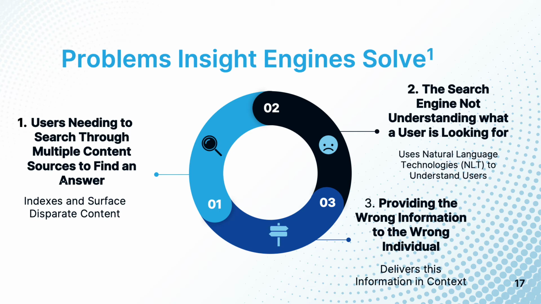If a user receives an irrelevant result, they don't complete their purchase and are likely to go elsewhere. This is solved by delivering information in context. Insight engines use data points that come from a user, like their purchase history, their location, and other demographics to ensure that surfaced recommendations are relevant to them. Additionally, through machine learning, these recommendations constantly improve over time.